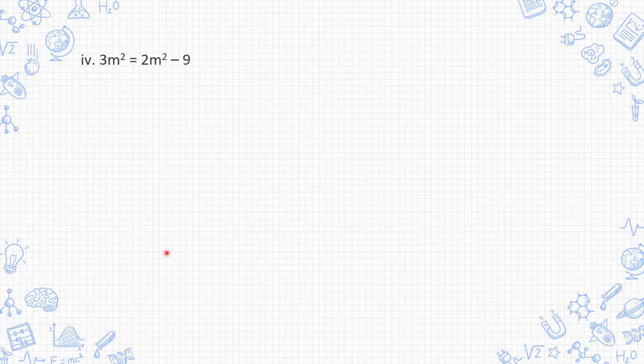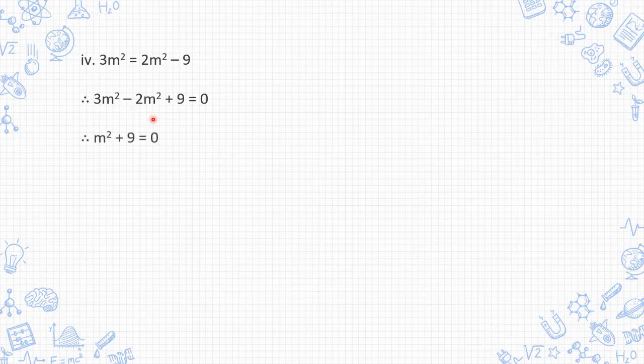The fourth sum, 3m square is equal to 2m square minus 9. This also we'll just first try rearranging and simplifying it. So if we take the 2m square minus 9 on the other side, so plus 2m square will give you minus 2m square, minus 9 will give you plus 9 equal to 0. So if you see, these are the square terms, so 3m square minus 2m square, it will get subtracted, so 3 minus 2 is 1. So you have m square plus 9 equal to 0.